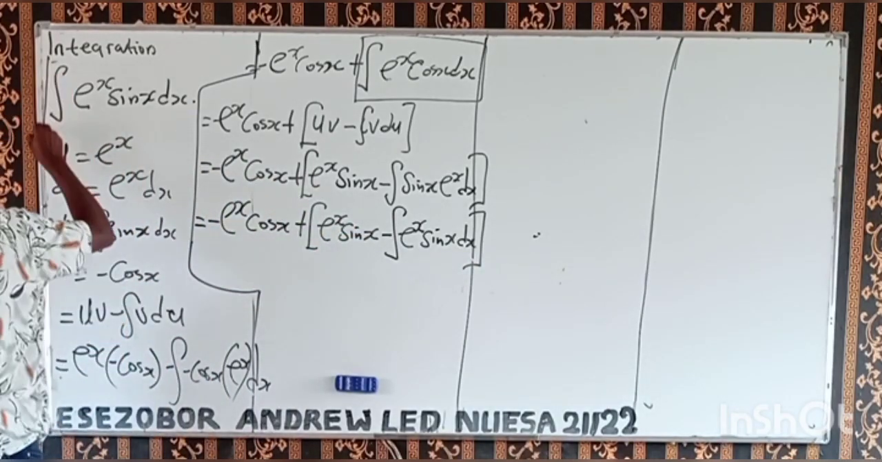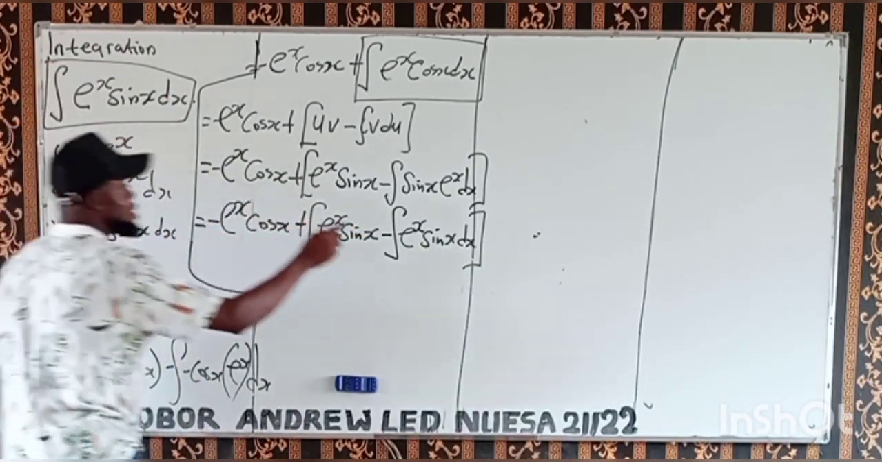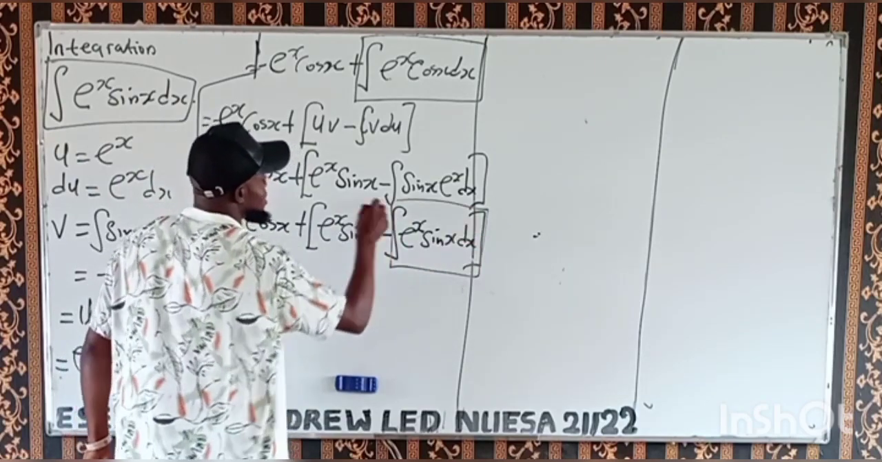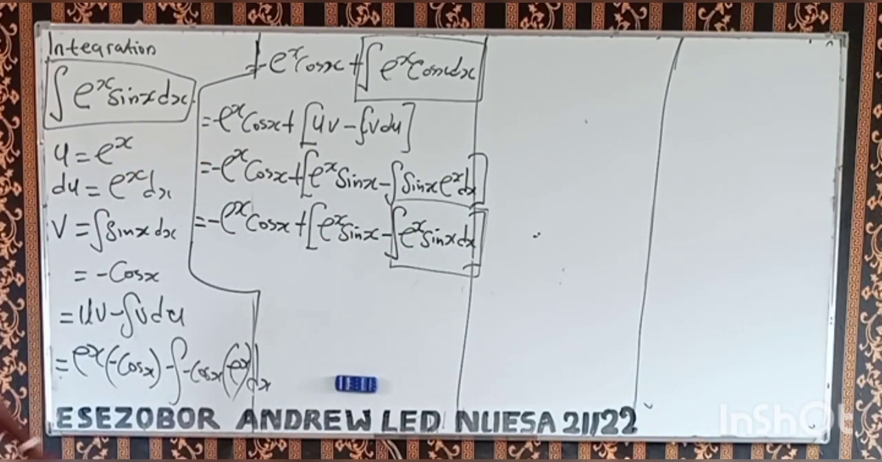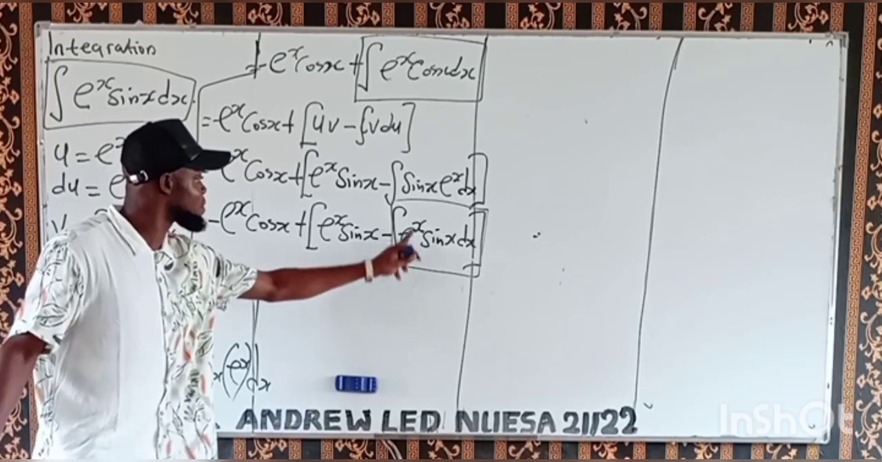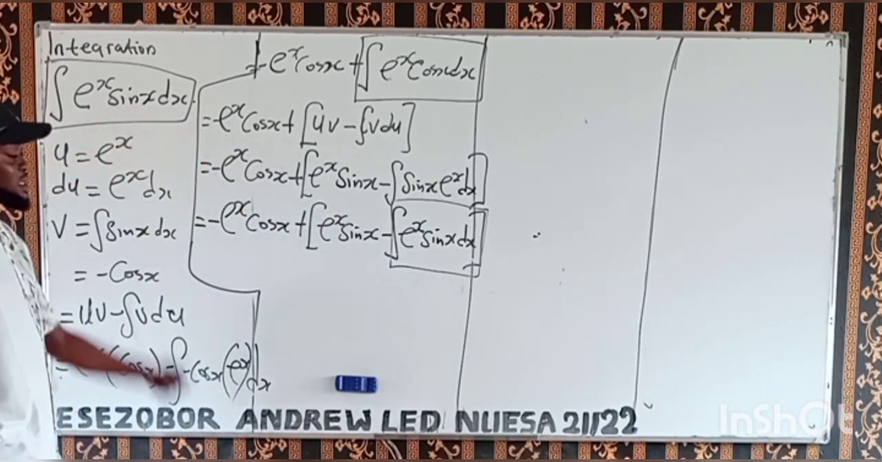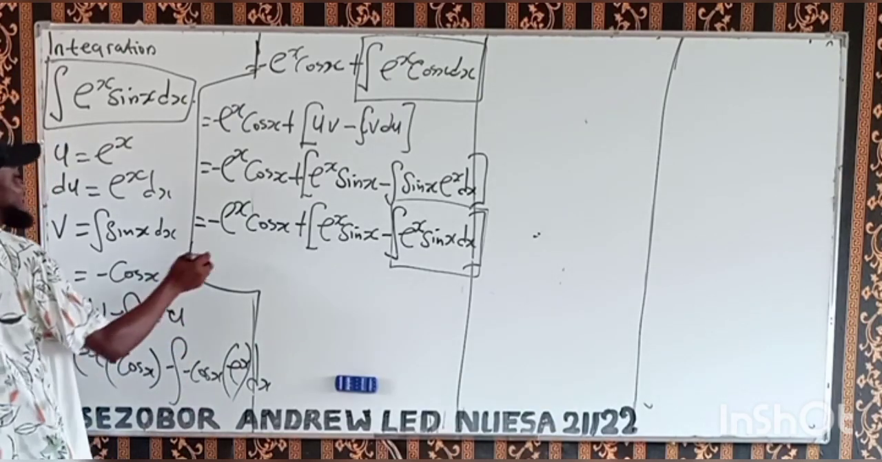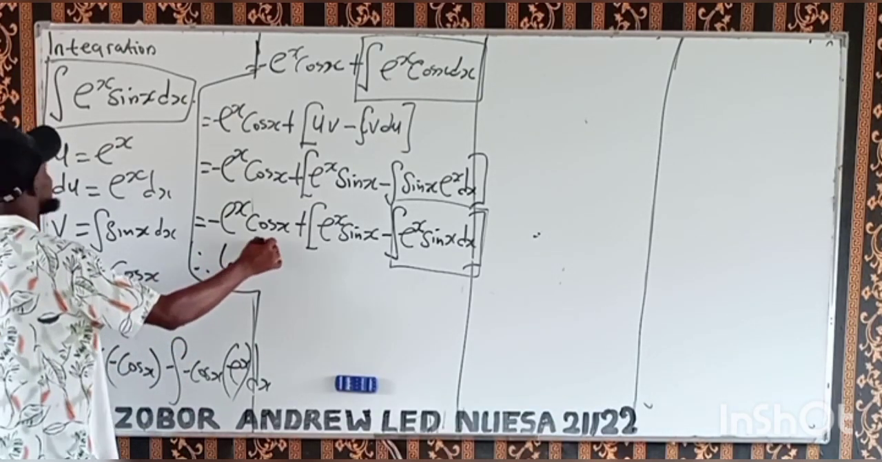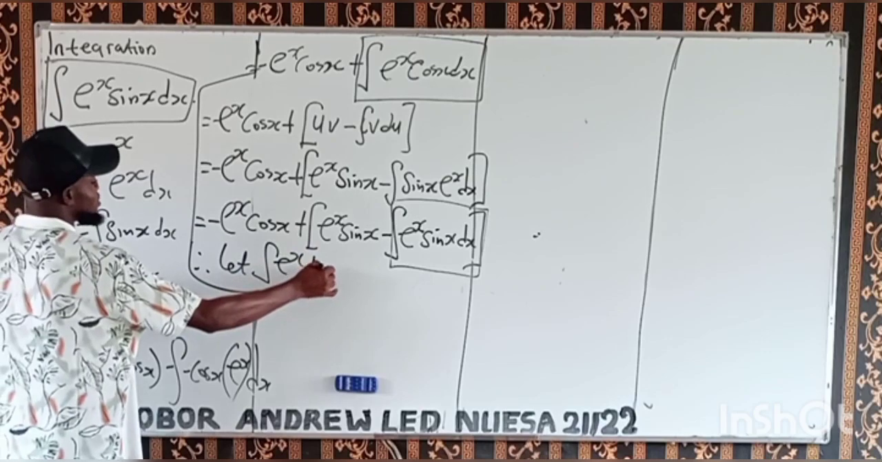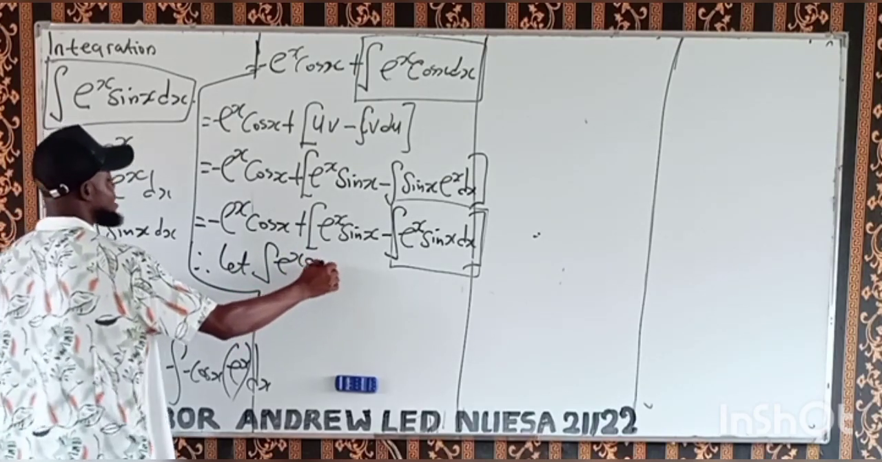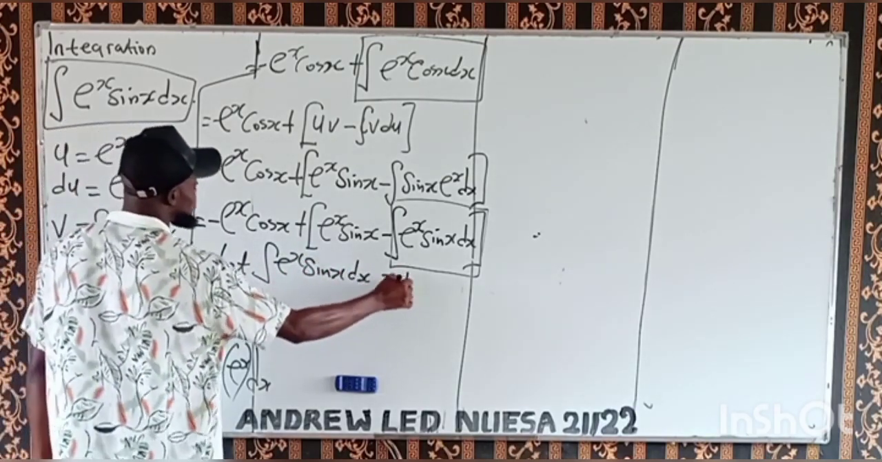Check this one. This is the question we are solving. Check what you have here. If they are not the same, check. This integral of exponential x sin x dx. Since they are not the same, that's okay. Therefore, let the question, the integral of exponential x sin x dx, be equal to I.